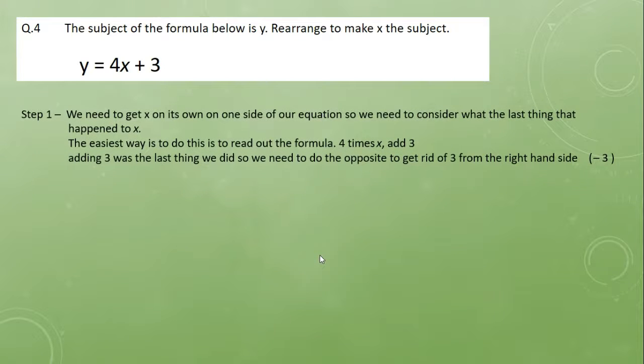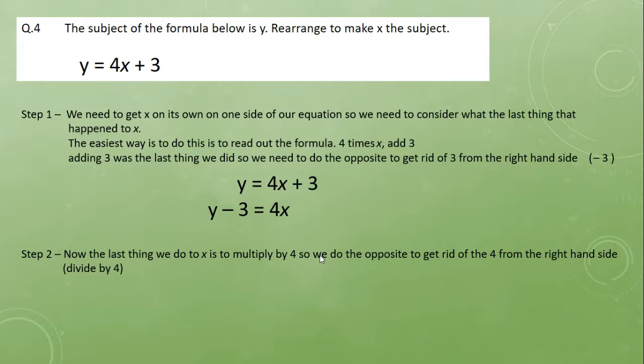So step 1 is to consider the last thing that happened on the right hand side of this equation. If we read it, we'll see what the last thing is: 4 times x, add 3. The last thing I said was add 3. Because that's the last thing that we did to that side of the equation, that's what we want to get rid of. That's what we want to do the opposite of first. So the opposite of plus 3 is subtract 3. So there's our first line, y equals 4x plus 3. If we subtract 3 from both sides, we'll get y minus 3 on the left hand side, and we'll be left with 4x on its own on the right hand side.